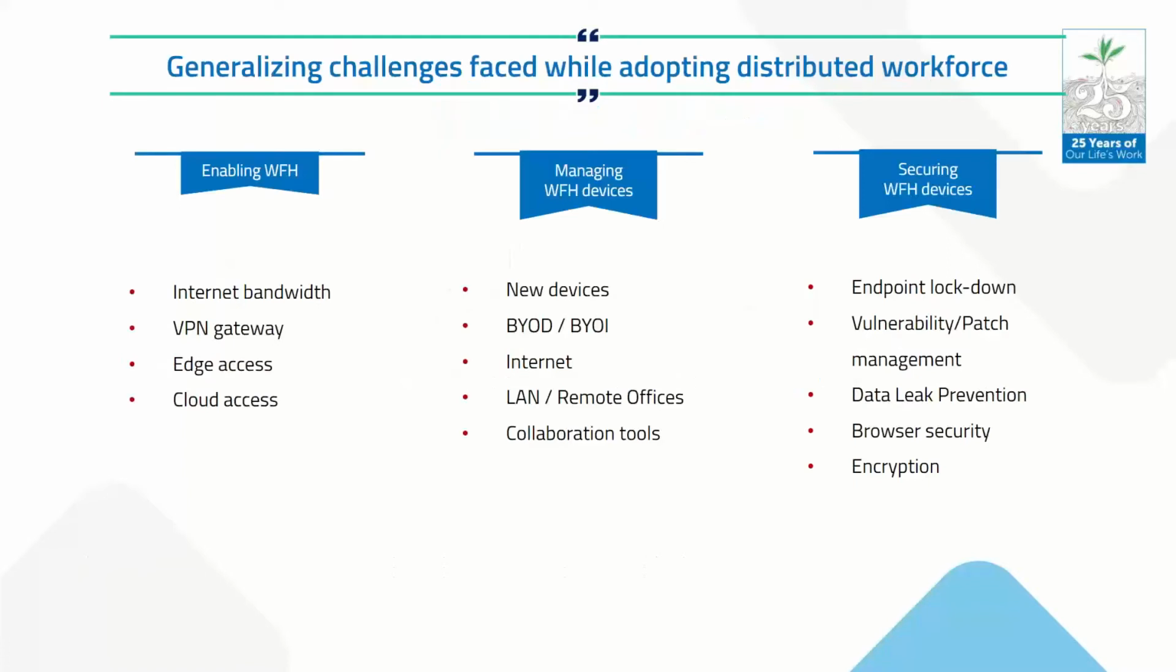John was also facing a couple of challenges. One is about enabling work from home, to have those users get connected. He had bandwidth issues. Internet bandwidth was a major challenge. Providing VPNs, or either move the application to edge access or cloud access, then going towards managing these devices.